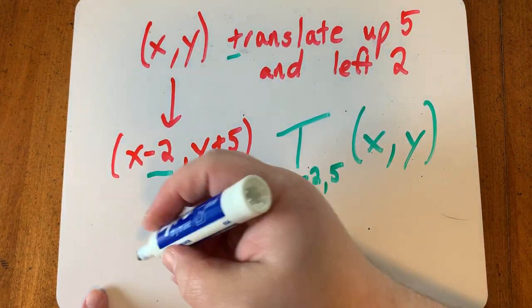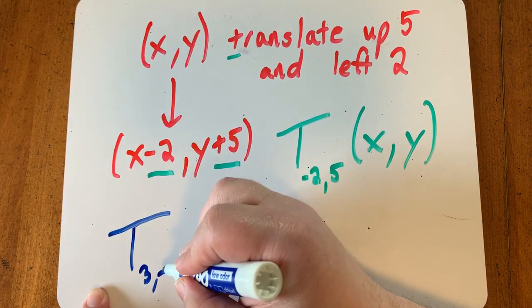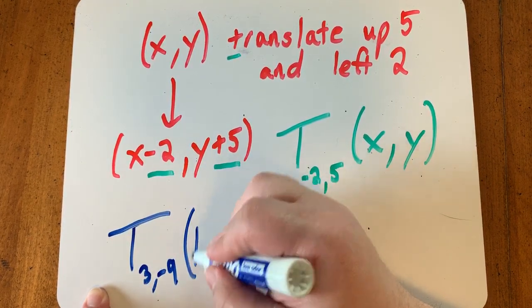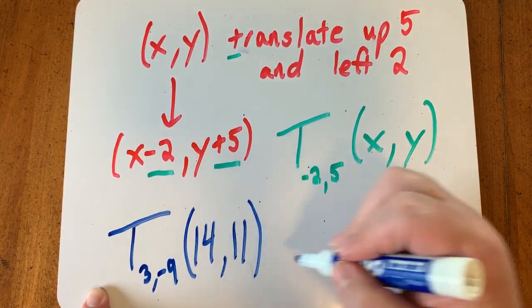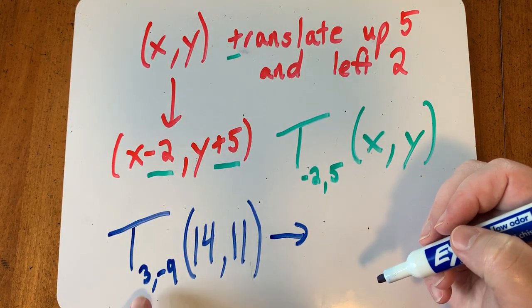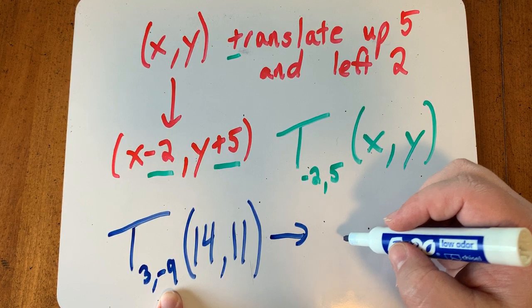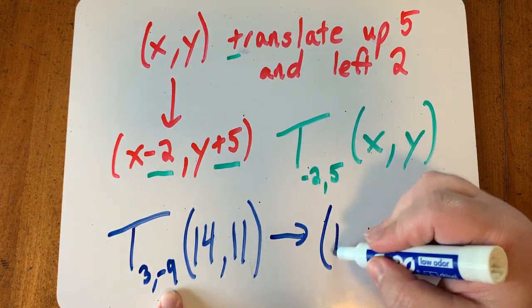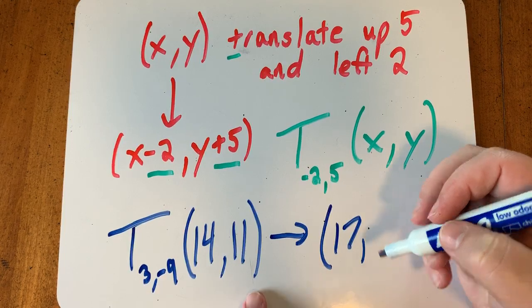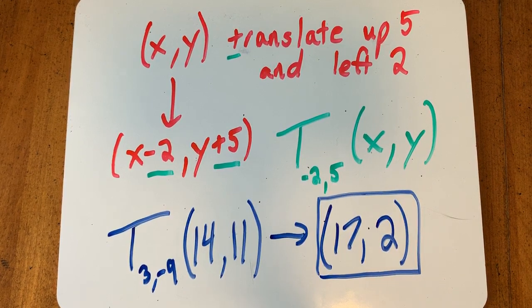So that's our transformation. So if we had the notation T(3, -9) of (14, 11), this is telling us to take the point (14, 11), translate it right 3 and down 9. So right 3 from 14 is adding 3 to 14, so 17, and down 9 from 11 is 2. So this is your result. That's your image after doing that translation. So that's translations.